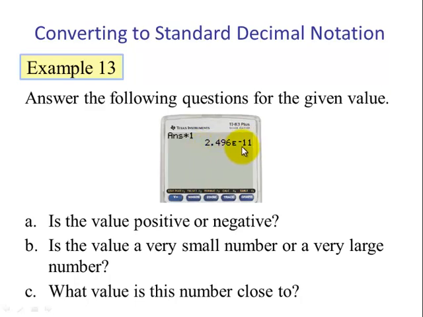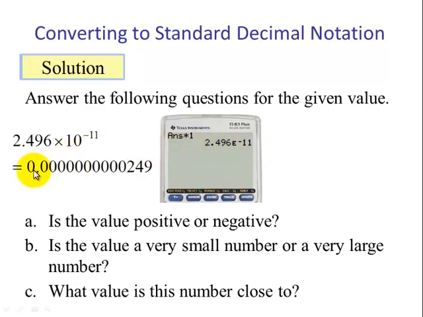So this is scientific notation. E negative 11 means times 10 to an exponent of negative 11. So we have to take this decimal and move it 11 places to the left. That gives us this number: a decimal point, 10 zeros, a 2, a 4, and a 9.